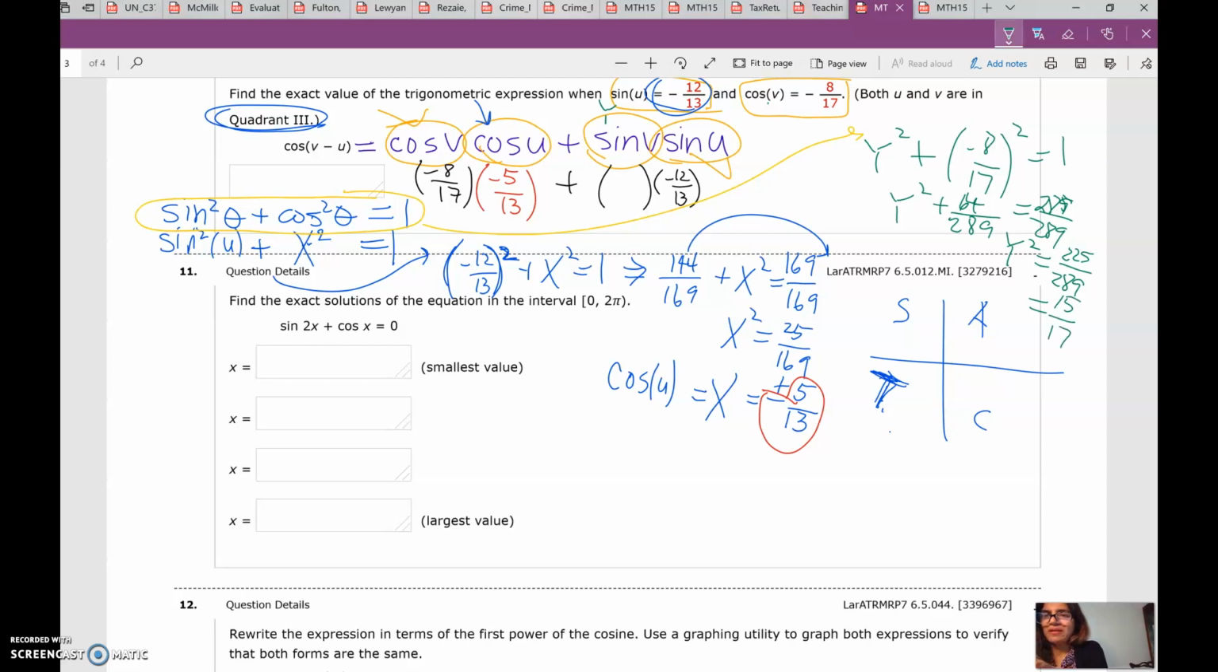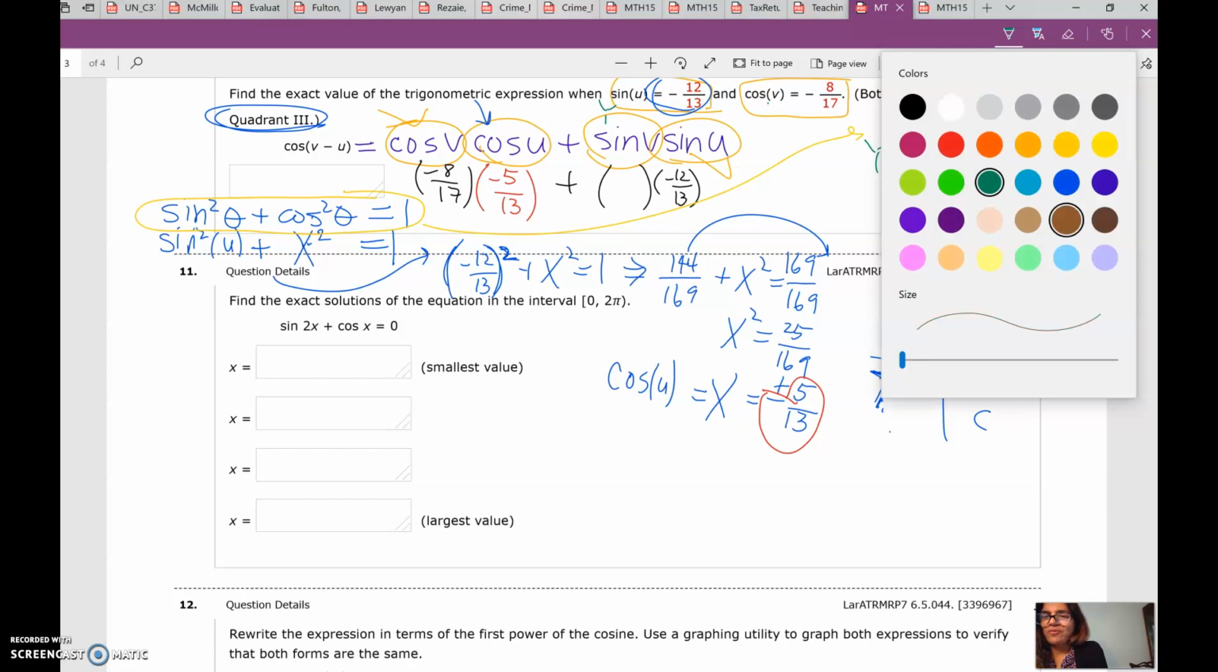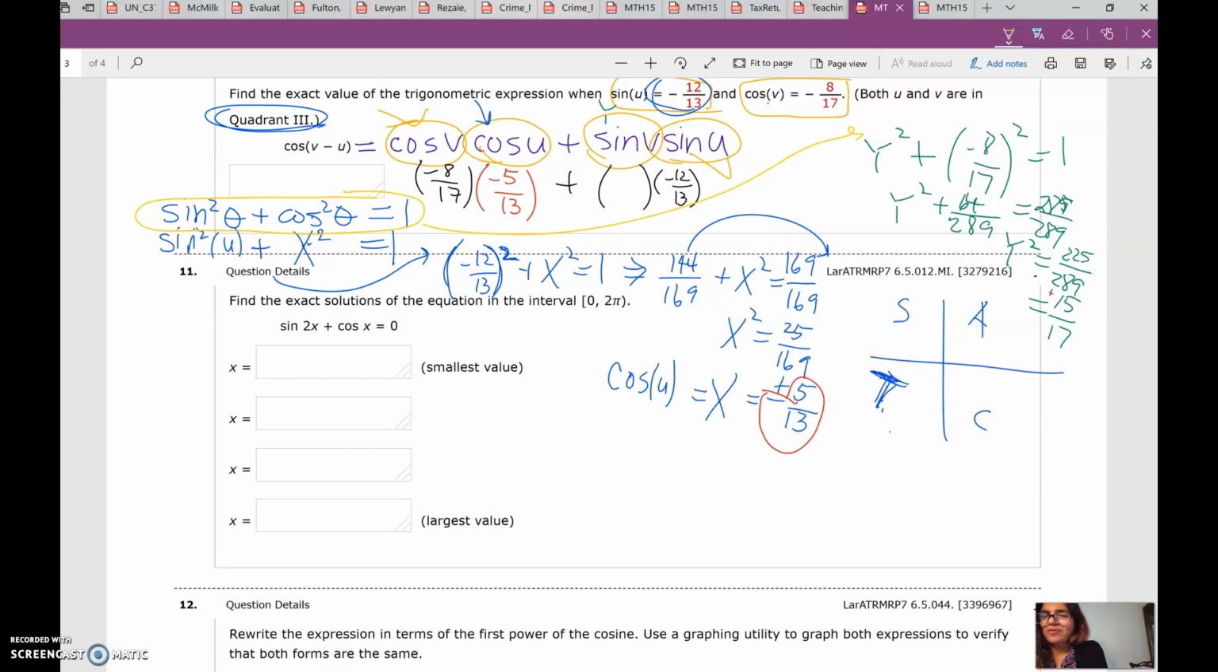Once again, because we're taking the square root, we've got a plus or a minus. And remember, y was equal to the sine of v. Writing is getting cramped in here. How do we know whether to choose a plus or a minus? Well, we're in quadrant 3, and in quadrant 3, the sine is negative. So we are going to choose minus 15 over 17.